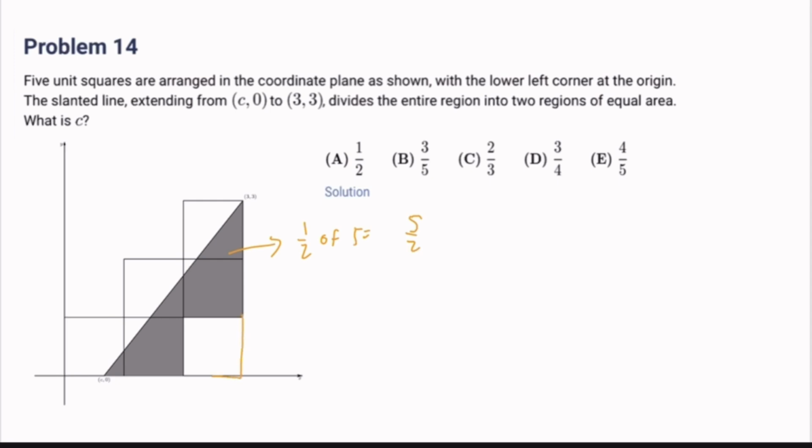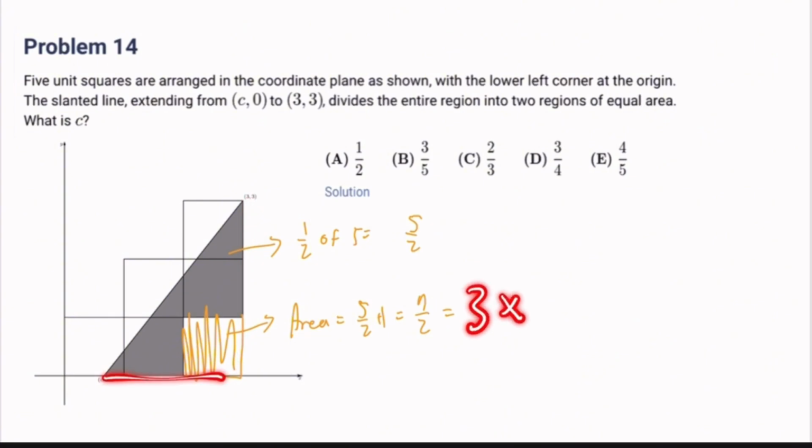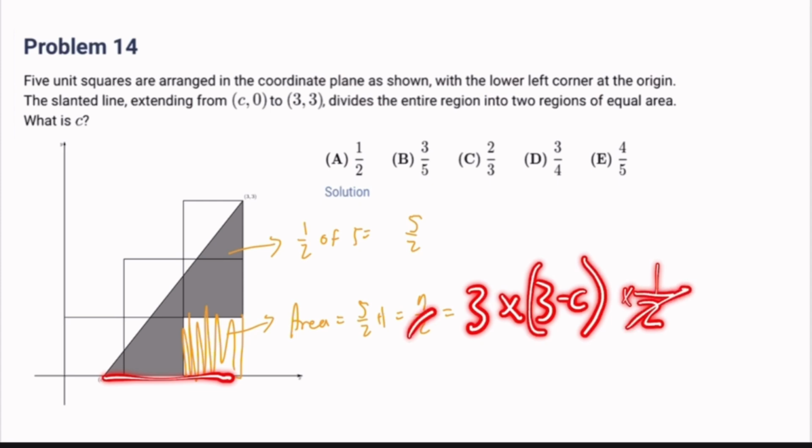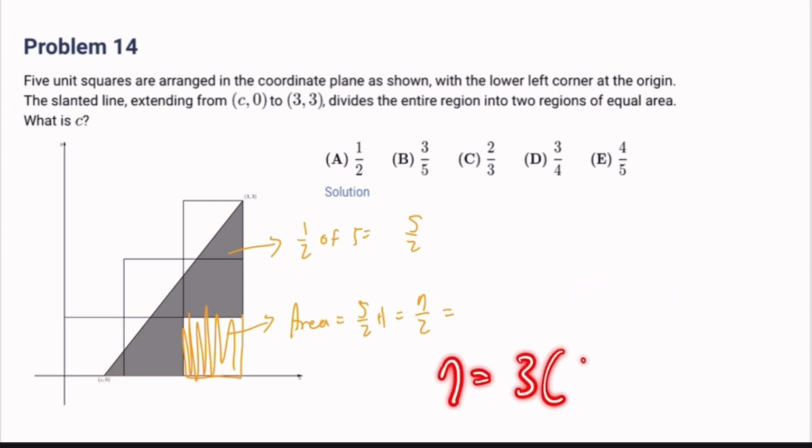And if we add this square to the whole thing, then it's going to be a right triangle, right? So this area is going to be 5 over 2 plus 1, which is 7 over 2. This is going to be equal to this length times 1/2. This much is 3, so 3 times this much, which is 3 minus C, times 1/2. If the halves cancel out, that means 7 equals 3 times (3 minus C) over 2.